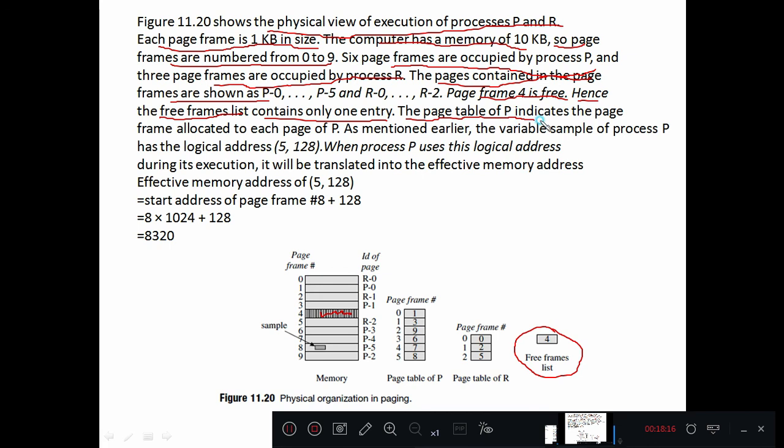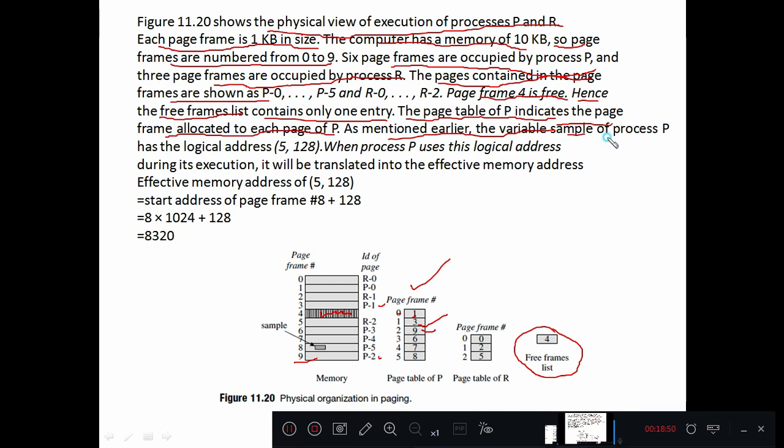The page table of P indicates the page frame allocated to each page of P, right? See here, the pages of process P are not continuously allocated, right? So the kernel will maintain a table of page frames. P0 is allocated to page frame number 1. Next P1 is 3. Next P2 is 9. Right? Like this, the kernel will maintain a list of page frames.